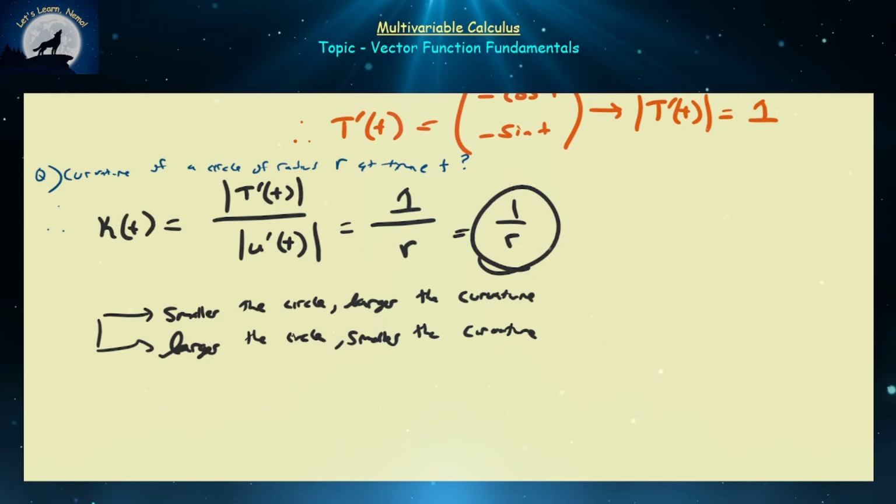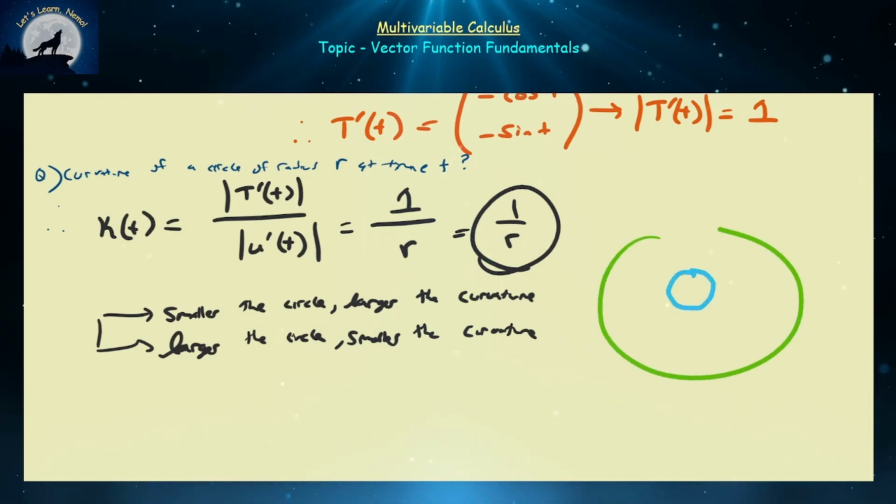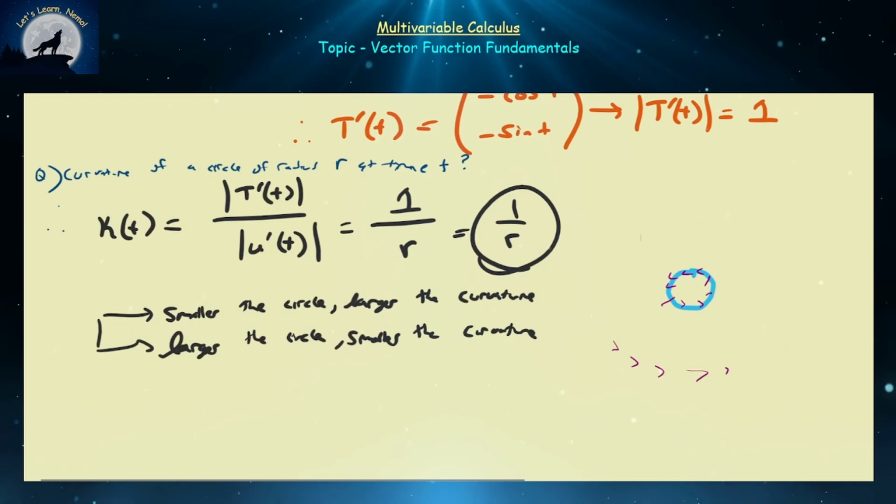And think about it from a geometric perspective. For example, you have this circle here, and you have this larger circle here. With the larger circle, you don't need to turn as fast, but with the smaller circle, you have to turn quite fast. So the smaller the circle, the larger the curvature, and the larger the circle, the smaller the curvature, and we've proven it for a circle. So that's pretty nice.